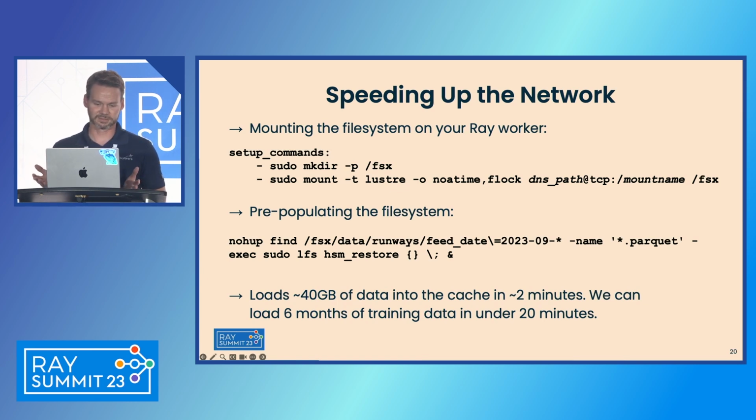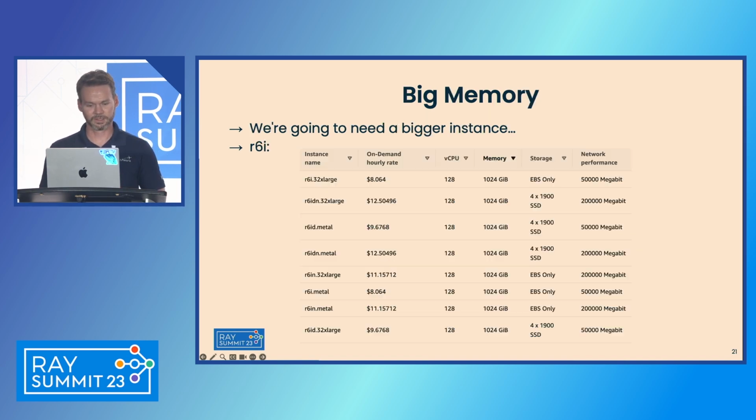And this is really fast. This loaded about 40 gigabytes of data, which is about a month of Parquet data for us, in about 2 minutes. And we can load 6 months of training data in under 20 minutes. When you think about what we showed before, where it's just downloading all the stuff over S3 APIs while the EC2 is sitting there burning the clock, this we can do without burning any EC2 time. We just load it all into this really fast cache disk. Then when we spin up the cluster, we mount it, and all this data is there immediately.